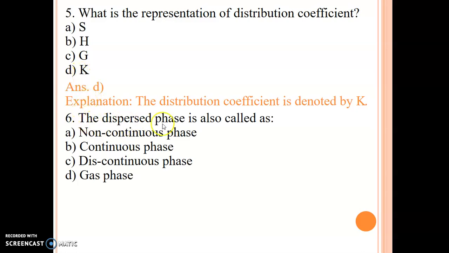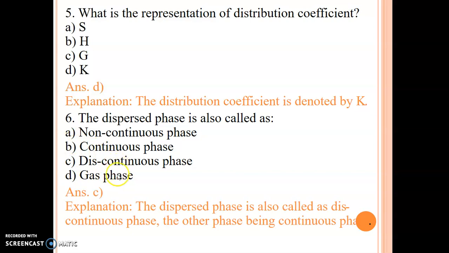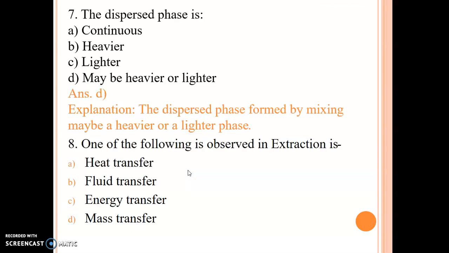Next question is: the dispersed phase is also known as, options are non-continuous phase, continuous phase, discontinuous phase or gas phase, and right answer is option C, that is discontinuous phase. Next question is: the dispersed phase is, options are continuous, heavier, lighter or maybe heavier or lighter, and right answer is option D, that is maybe heavier or lighter.